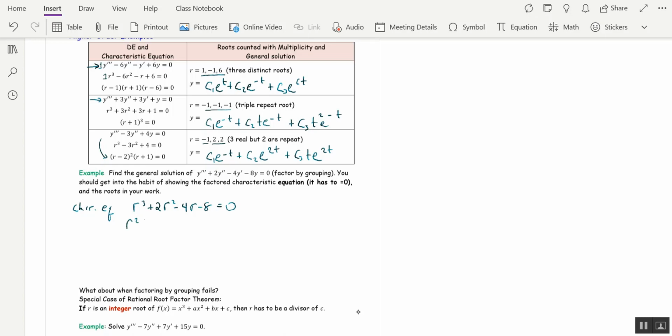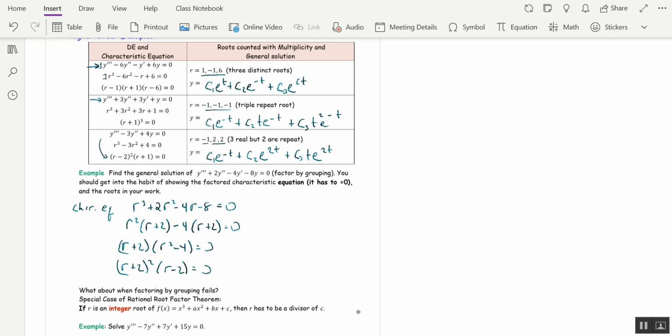Let's pull out an r squared from the first 2 terms, r plus 2. Pull out a negative 4 from the second 2 terms, and we have r plus 2. This equals 0. Take that r plus 2, pull it out front, and write down what's left. What's left is r squared minus 4. Now, r squared minus 4 factors as r plus 2, r minus 2. So this is going to be r plus 2 quantity squared times r minus 2.